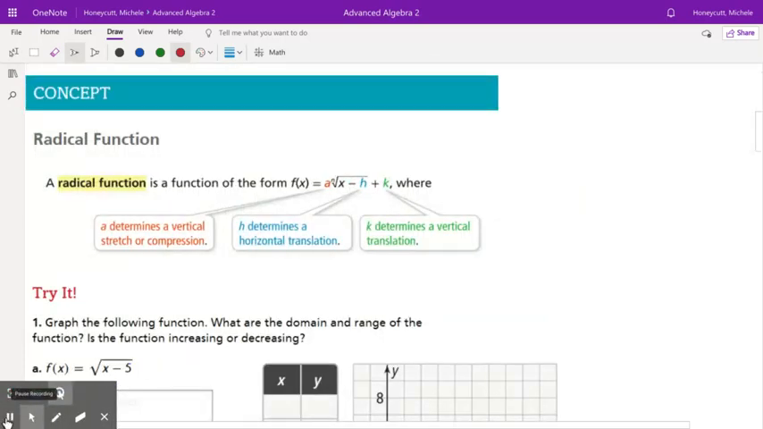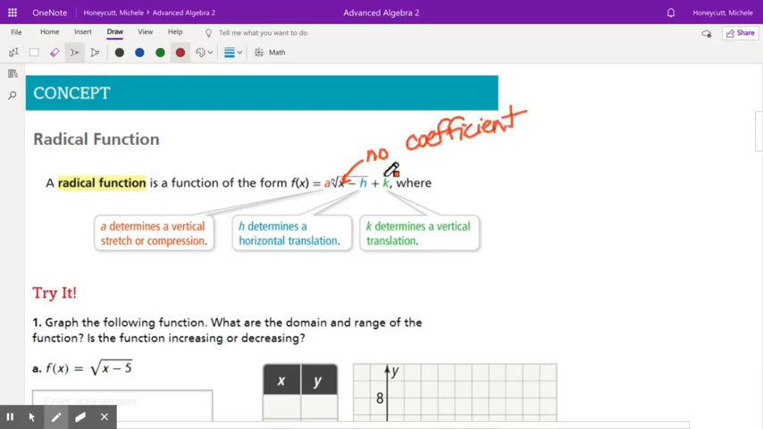And you'll also want to add this. A radical function is a function of this form, f of x equals a times some kind of root, whether that root be a square root or a cubed root. You'll have a number out front times the root of x minus h plus k. So notice when it's in this form, this is going to come up later. Notice that when it's under the radical, there's no coefficient in front of the x.